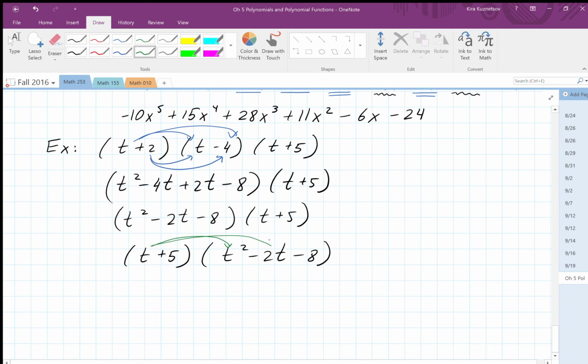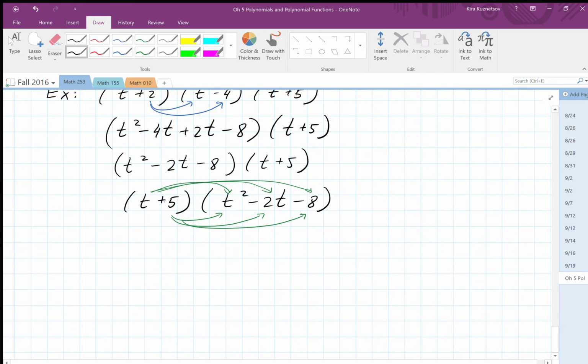Make sure that the t goes through the second parenthesis. Make sure that the 5 goes through the second parenthesis. And you'll be done with this particular problem. T times t squared is t cubed. T times negative 2t is negative t squared. T times negative 8 is negative 8t. Moving on to a 5. 5 times t squared is a positive 5t squared. 5 times negative 2t is negative 10t. 5 times negative 8 is negative 40.